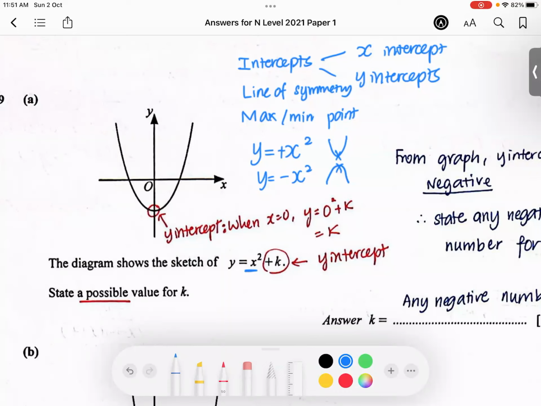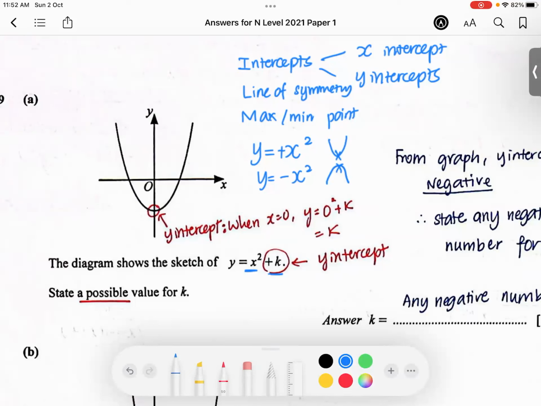The diagram also shows that the sketch is y equals x squared plus k. What is this plus k? This number is a constant on its own, it has no x itself. So this one is actually our y-intercept. If not, when you want to find the y-intercept, x is equal to 0, you substitute inside, and you notice that when x becomes 0, y is just left with a number. So this k is actually a y-intercept.